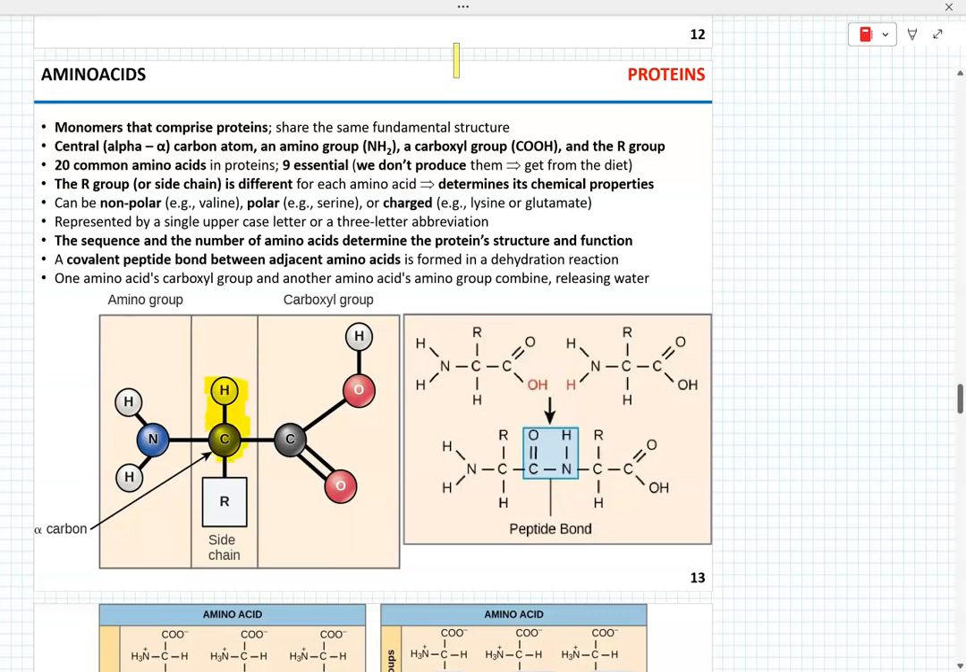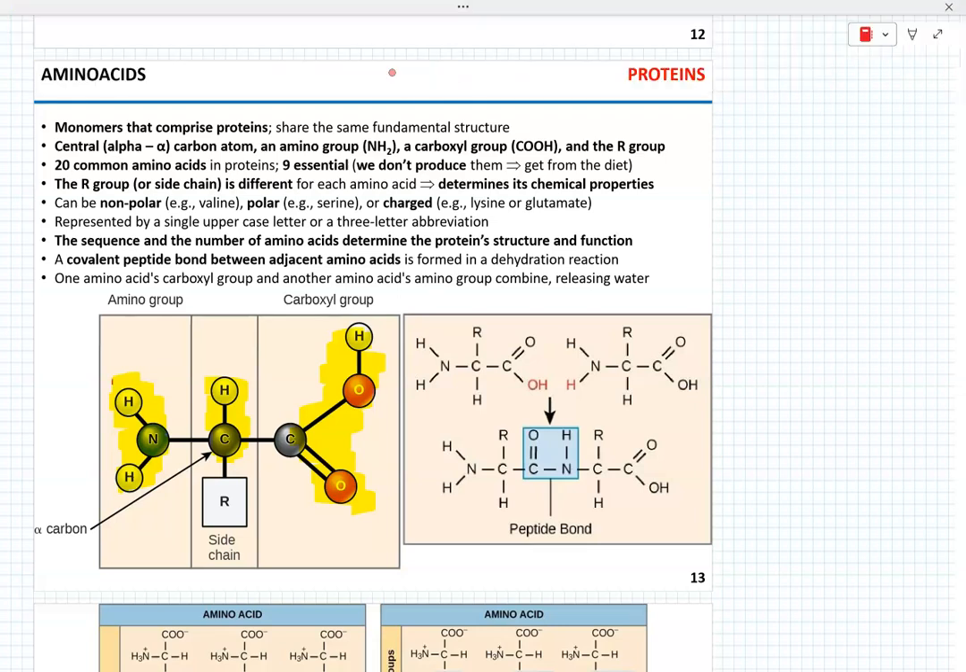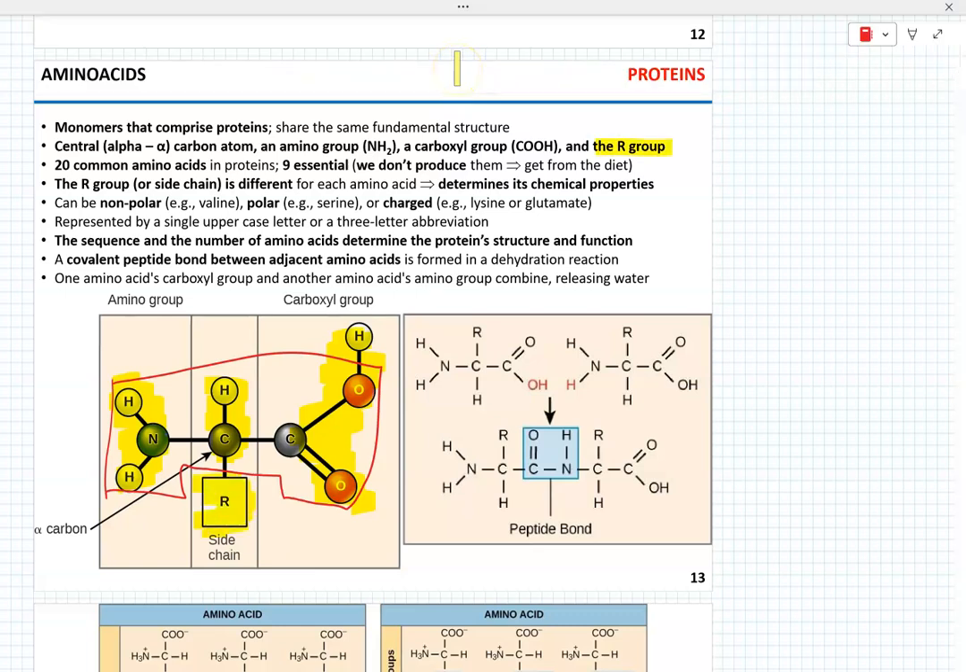The central atom called alpha carbon is connected to an amino group and a carboxyl group. This whole arrangement that I just highlighted is pretty much standard for all amino acids. What makes them different is the presence of the side chain or the R group. 20 different common side chains form 20 different common amino acids in proteins. None of them are essential, meaning that we humans can't produce them and have to get them from the diet.